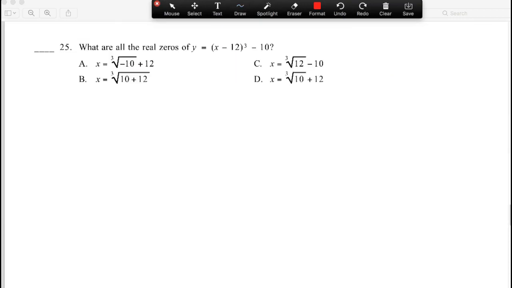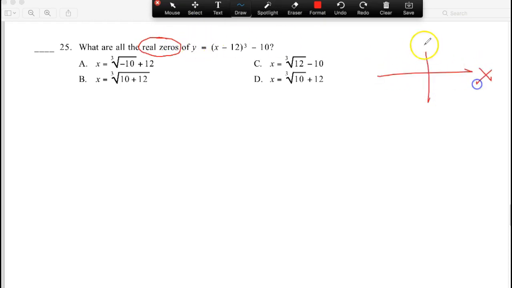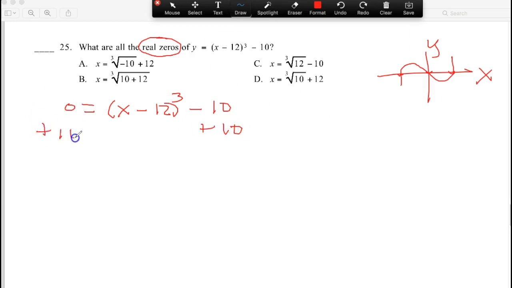Let's do 25. All right, 25 asks for only the real zeros, so I don't have to worry about factoring. I just want real zeros, so that means I can just solve this. If we want the zeros, we basically are looking for where y is 0. Where is the graph going to touch the x-axis, right? Where it touches the x-axis, it does that when y is 0. So I set this equal to 0. 0 equals 2 times (x minus 12) cubed minus 10. And just solve. Add 10 to both sides. You're going to get 10 equals (x minus 12) cubed.